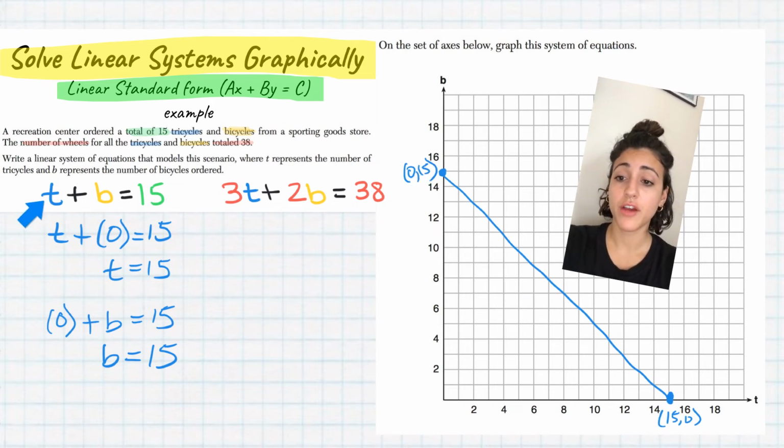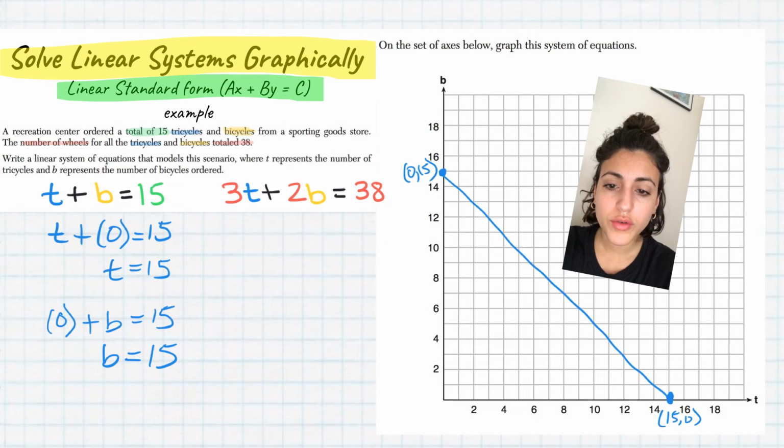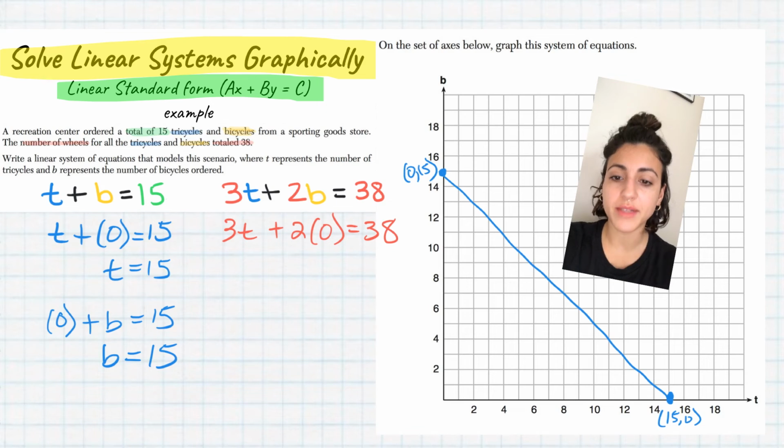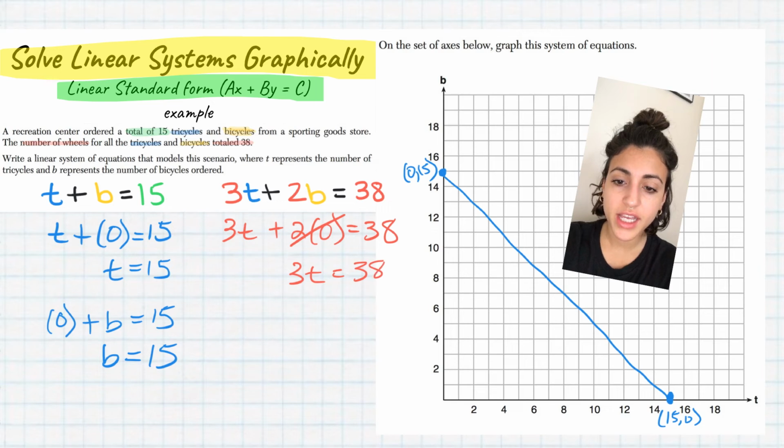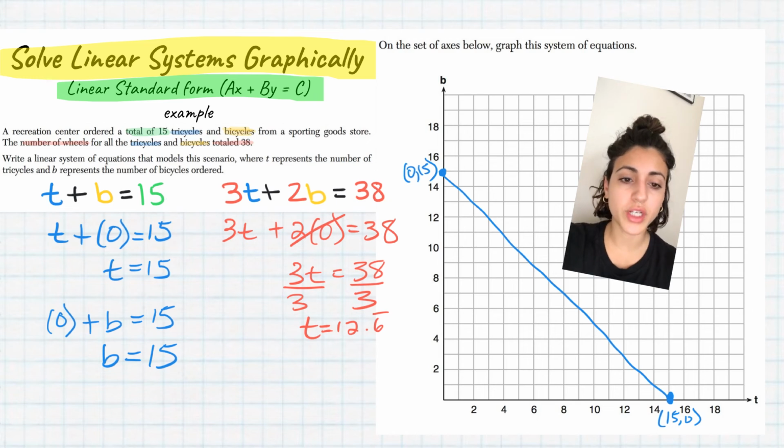So now I've got my line for my first linear standard form equation, and now let's do the math for the intercepts for the second equation. So I'm going to change this to red, 3t plus 2b equals 38. Now I'm going to put 0 in for b again, and now this is when I simplify and something cancels out. 2 times 0 cancels out. I'm left with 3t equals 38. And when I divide by 3, I'm going to put this in my calculator. I'm going to get a decimal, and it's okay. You get 12.66667, so 12.6 repeating.